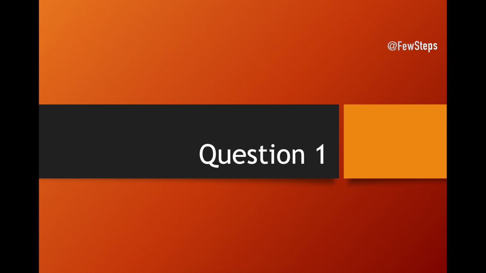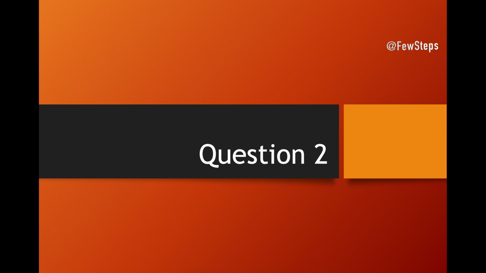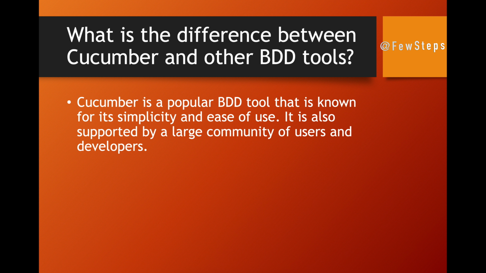Question 1. What is Cucumber? Cucumber is a behavior-driven development (BDD) tool that allows you to write executable specifications of your software. Question 2. What is the difference between Cucumber and other BDD tools?